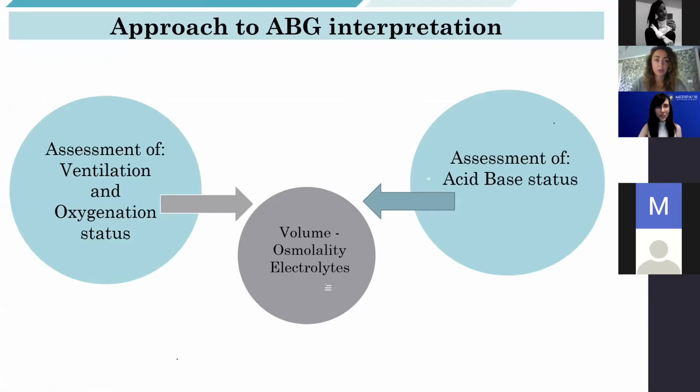What does it mean? When you approach this ABG interpretation, first you will have to assess the ventilation and the oxygenation status of the patient. Afterward, you can assess the acid-base status. And in the end, you can have a clue about the volume, osmolality, electrolytes, and etc.